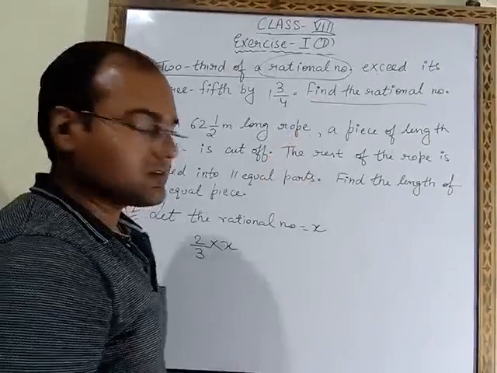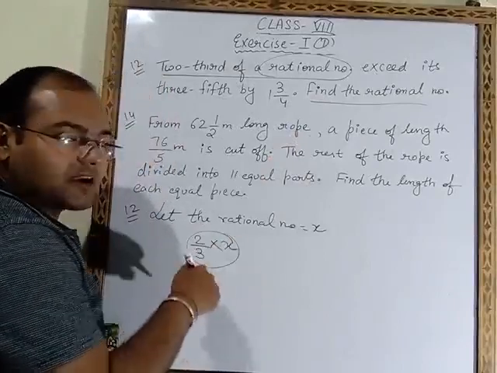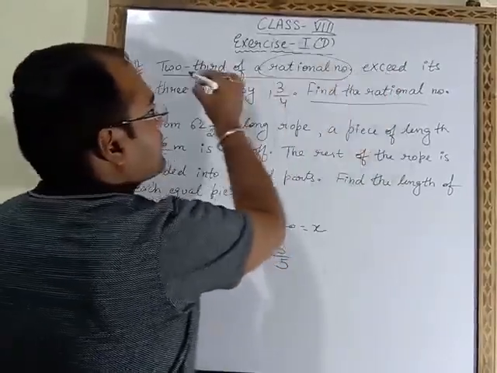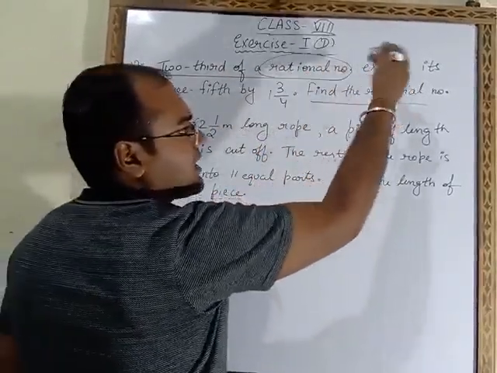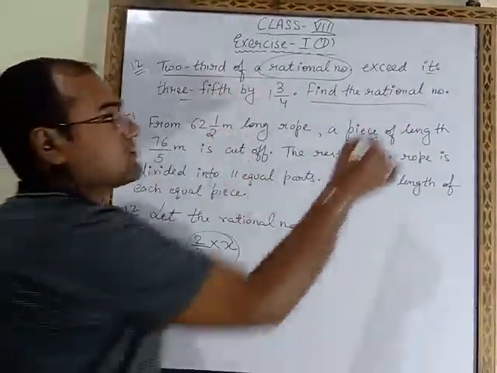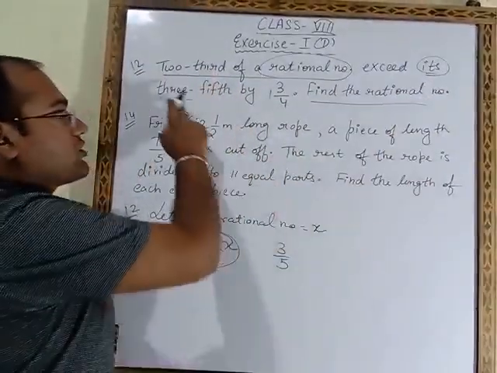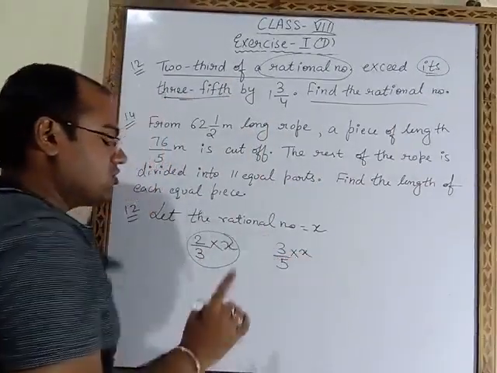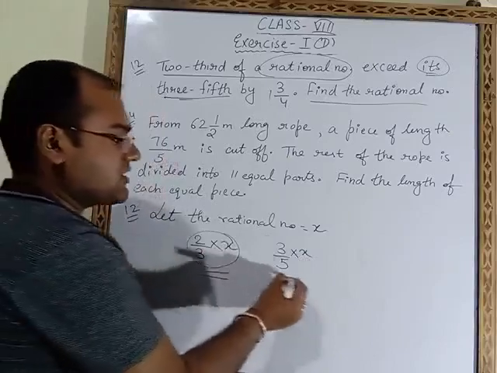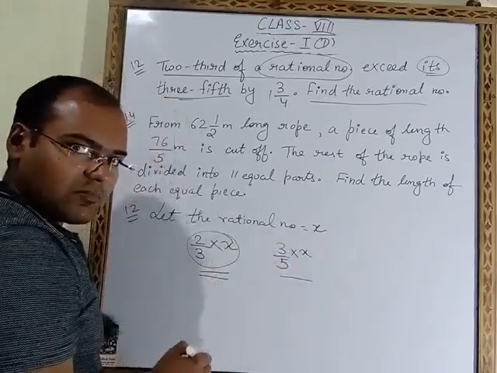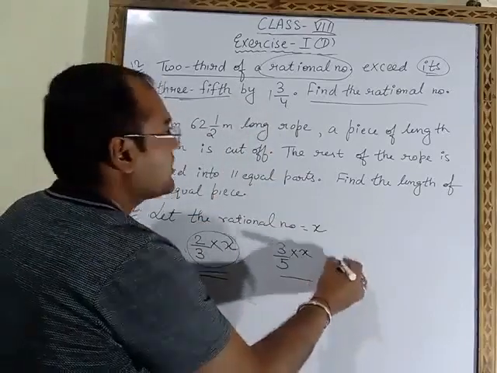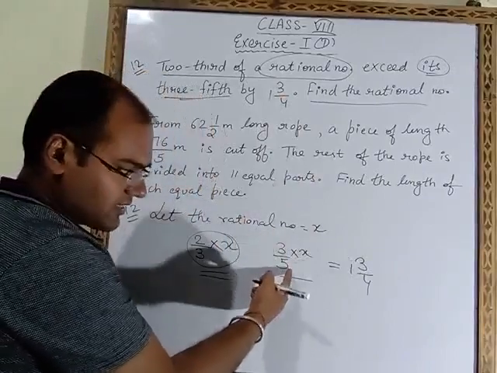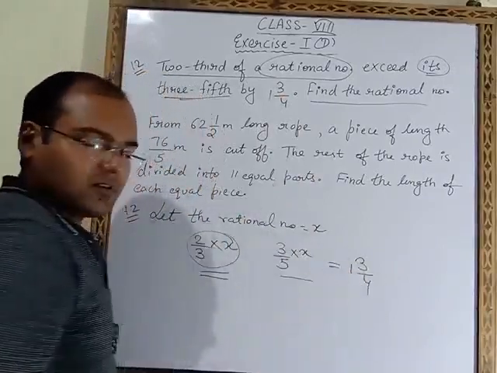Exceed means larger. This one number is larger than 3/5. What is given? 2/3 of a rational number. Exceed means larger, it's 3/5 of that rational number. So 3/5 multiplied by x. So he is saying this number is larger than 3/5 of the rational number by 1 whole 3 upon 4.